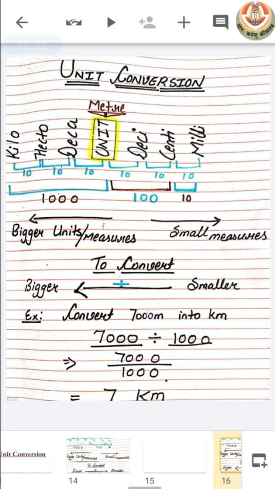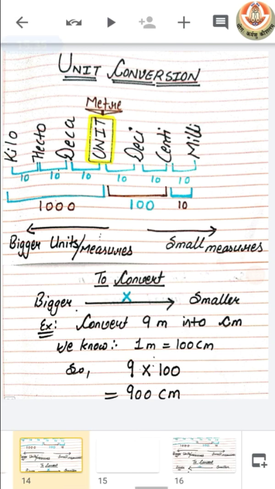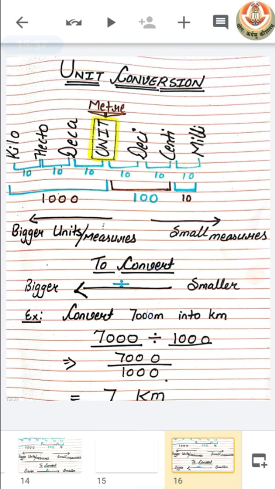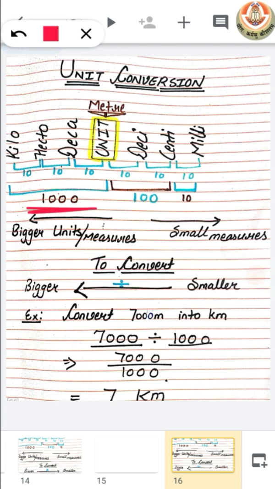So let's revise it again. How many centimeters in 1 meter? We have 100 centimeters in 1 meter. Similarly, how many meters in 1 kilometer? We have 1,000 meters in 1 kilometer.